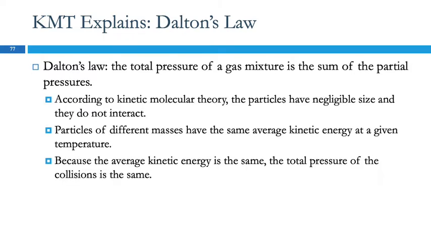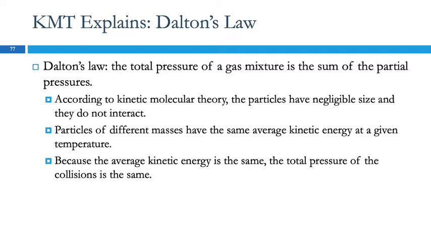Dalton's law, also explained by kinetic molecular theory. Dalton's law is that the total pressure of a gas mixture is the sum of the pressures from each individual gas. So the particles of a gas have negligible size. They do not interact with each other. They just bounce off of each other. So particles of different masses are going to have the same average kinetic energy at a given temperature. The temperature is related to the kinetic energy. But if the mass of these particles is different, then their velocities will not be the same.